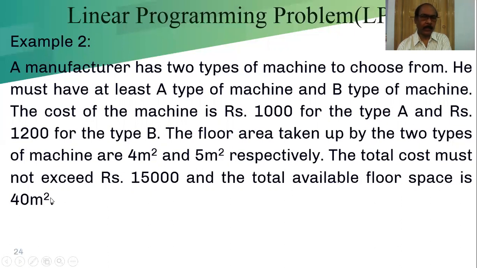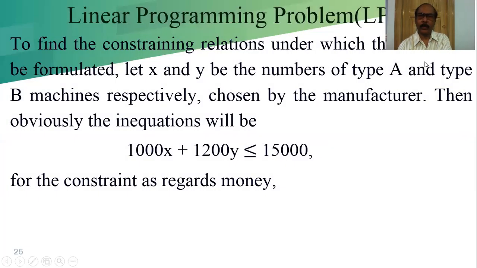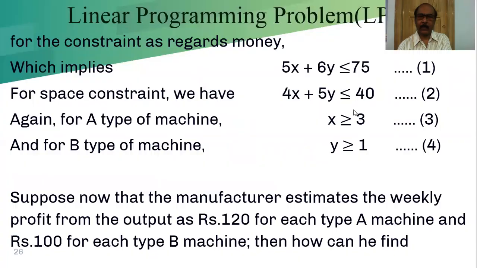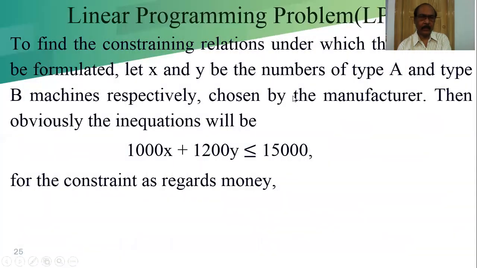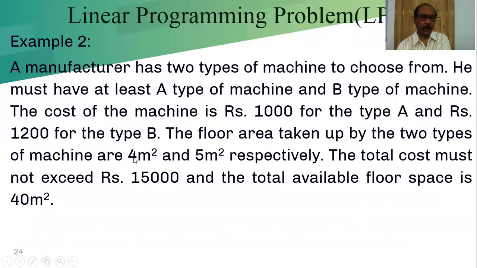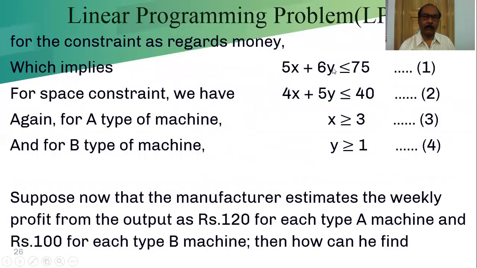Available is 40 meter square. One constraint is given that is related to the floor space. This is given for the 4x and 5y, that is 4 meter square and 5 meter square respectively. In this case the total floor space given is 40 meter square, and another floor space condition is given, that is 5x and 6y is 75 meter square. So two conditions are given there.